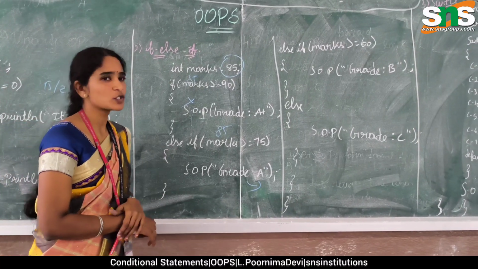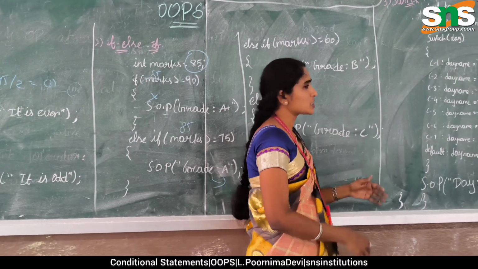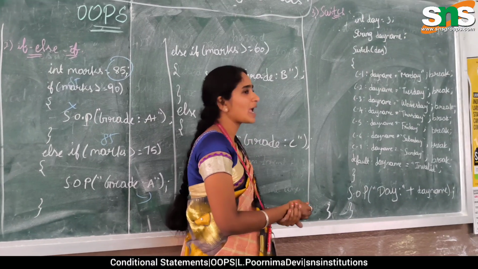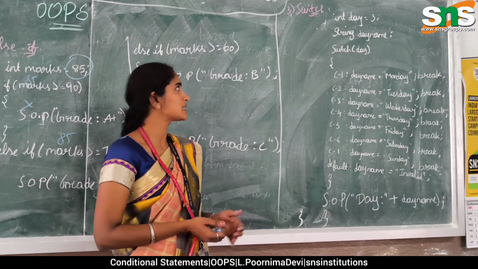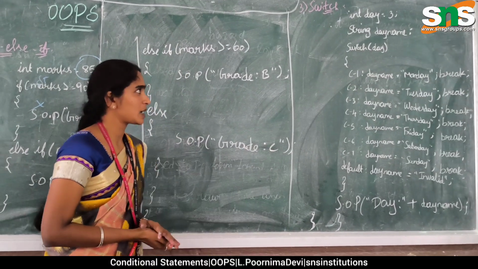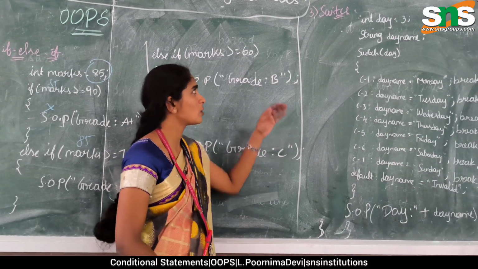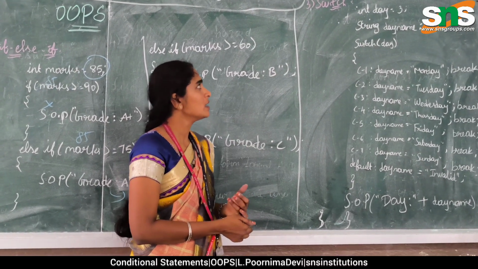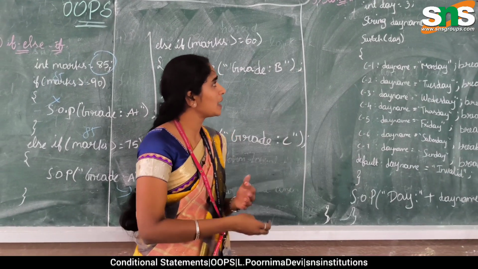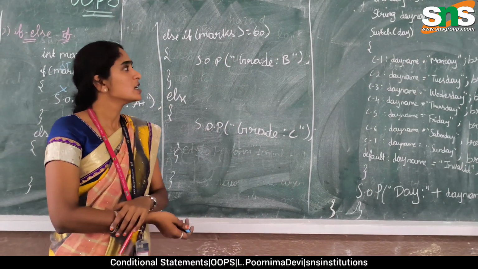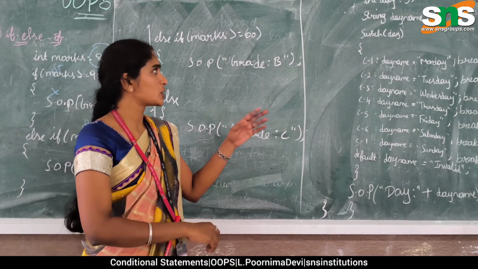The next one is the switch statement. When a variable has n number of possible values, we use the switch statement. In this I calculate the day name, with int day equal to 3. I use the string data type for the declaration of the day name.